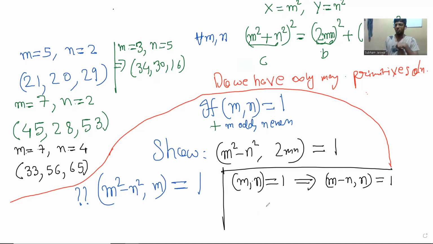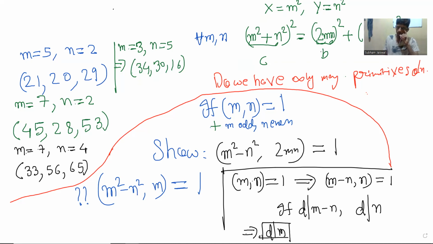So we see the basic way to prove this thing. How do you know that the GCD is 1? We just want to show that there is no common factor. So if D divides M minus N and D divides N, that implies that D divides M. Just add them, right? D divides M, and that means D divides M and D divides N. But there is no such D. D is 1 in that case. So it implies that D is 1.